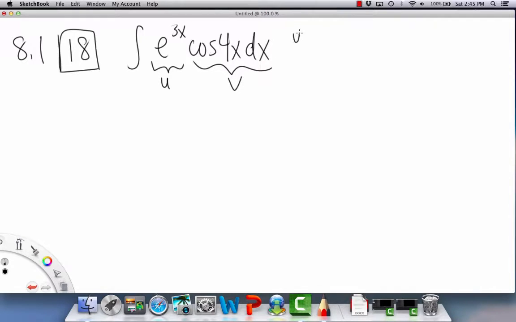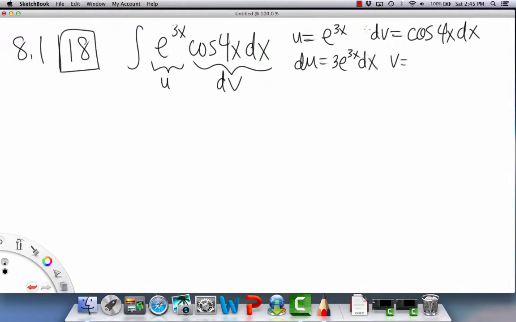Okay, so u is going to equal e to the 3x, and we chose dv to be the rest. This is dv: dv is cosine 4x dx, and v is over here. So du is going to equal 3e to the 3x times dx, and v is 1 over 4 sine 4x. That'll get us back to the cosine 4x when we differentiate once.